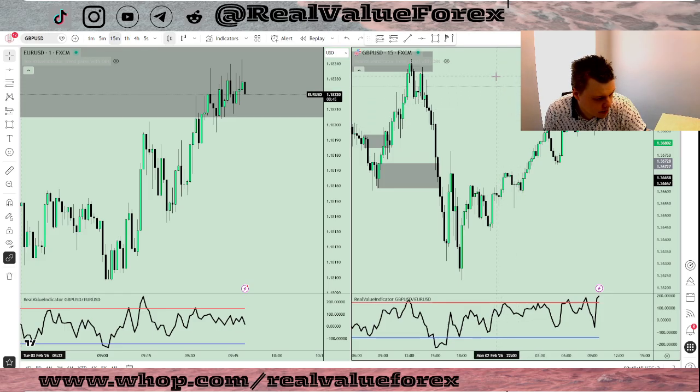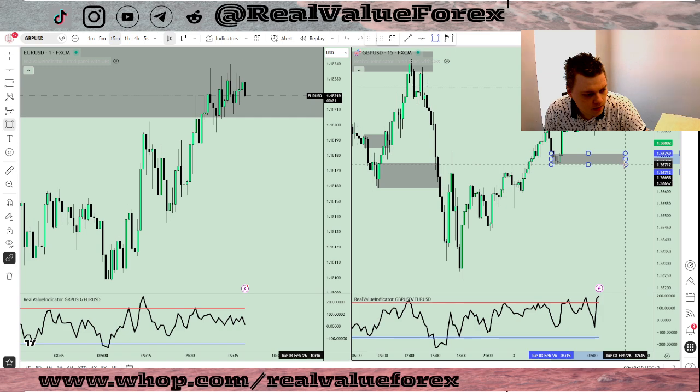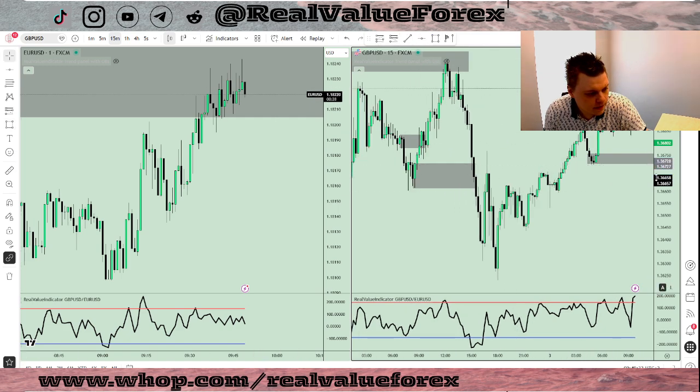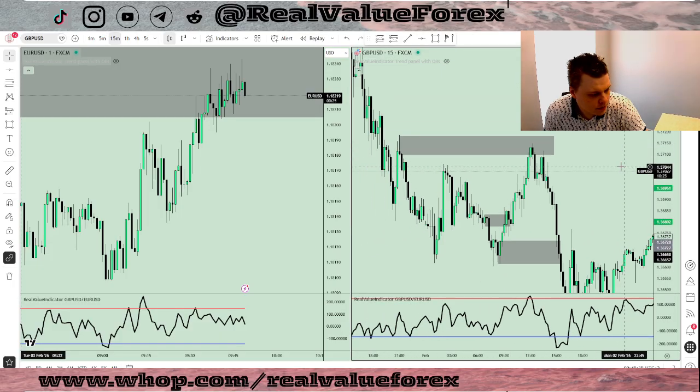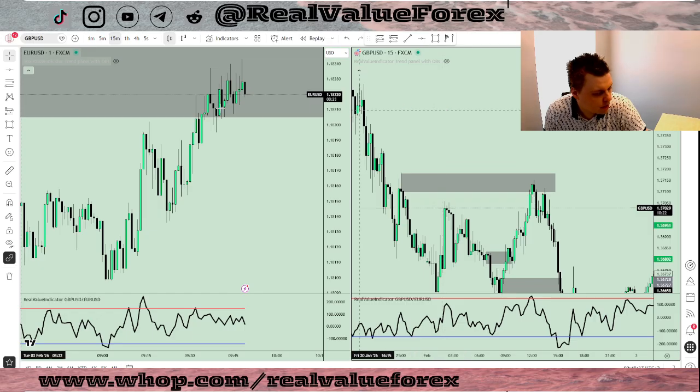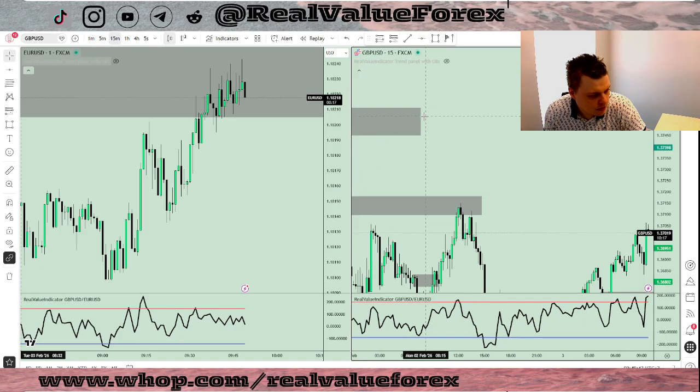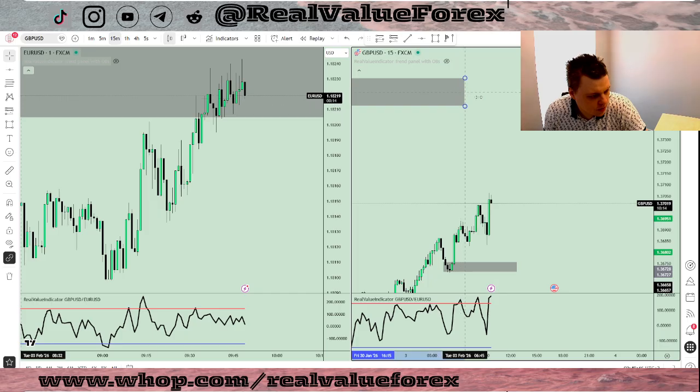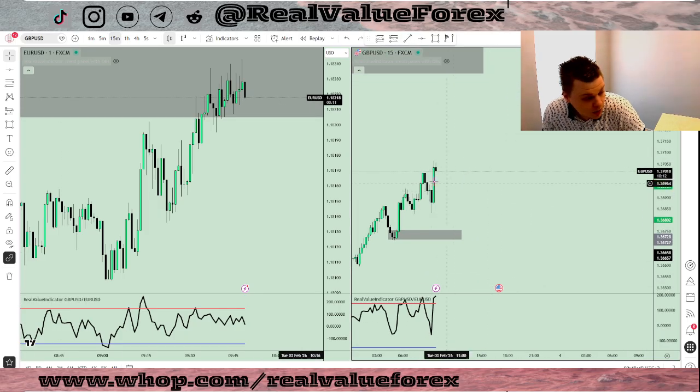GBPUSD, what we have, we tapped all the levels. Yeah, and next one will be here as well. Will be here. We have something in here. Yep, here is next upper level. Okay, so quite huge, but we are still forming something in here, so this may become our level.